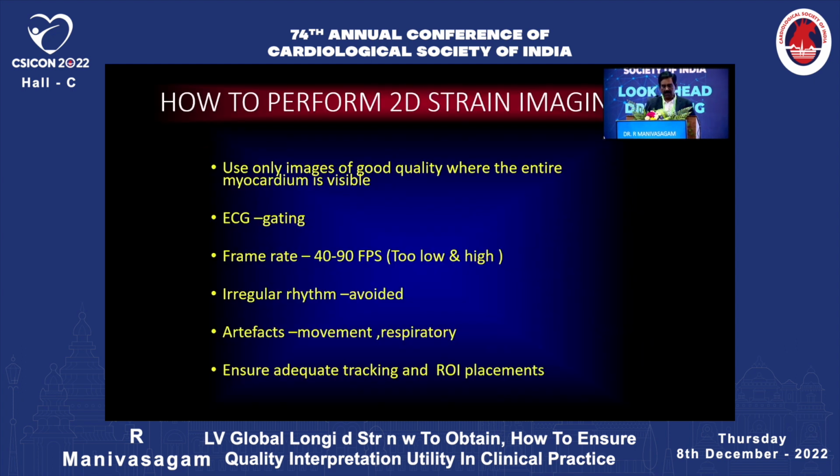How to perform 2D strain imaging? The fundamental requirement is a very good quality 2D image with the entire myocardium visualized and very clear-cut endocardial margins. ECG gating should always be there. Frame rate should be 40 to 90. If the frame rates are extreme, you may lose the speckle tracking. Irregular rhythm should be avoided. Movement and respiratory artifacts should be overcome. Ensure adequate tracking and ROI, region of interest, placement. We will see what the problems are in day-to-day practice.